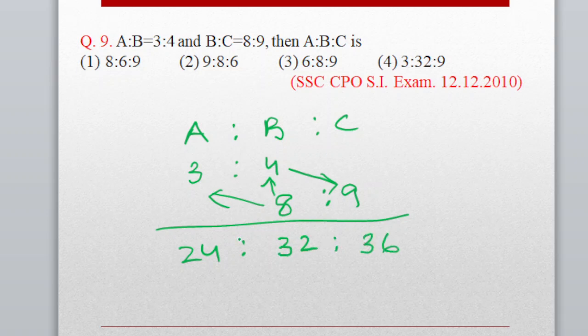Now listen, this can be minimized. If 24 is divided by 4, it becomes 6. Again 32 divided by 4 becomes 8. And again 36 divided by 4 becomes 9. So here 6 is to 8 is to 9. That means option 3 is the right answer.